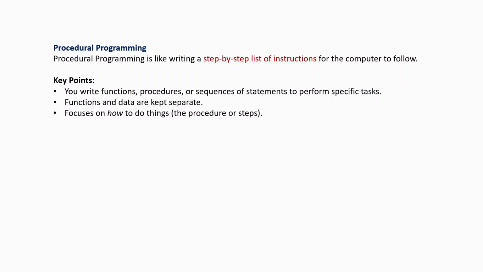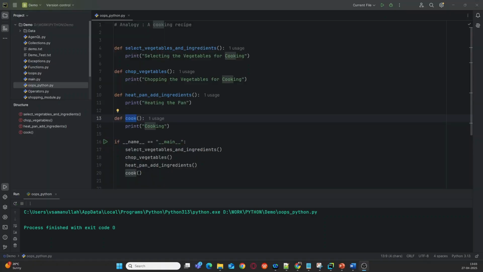Let us try to understand procedural programming with the help of a real-world example. Think about cooking a recipe that gives you step-by-step instructions to prepare a vegetable curry. It all starts with selecting the vegetables and ingredients, then chopping the vegetables, then heating the pan and adding the ingredients, and finally cooking everything. Similarly, in procedural programming, we give a computer a sequence of step-by-step instructions to perform a specified task.